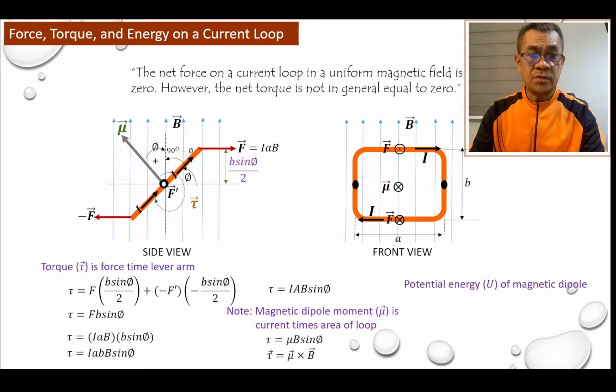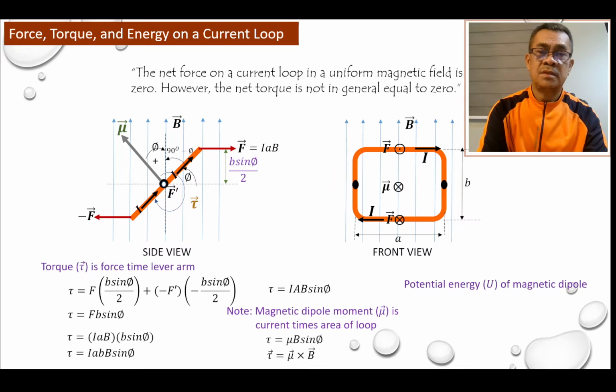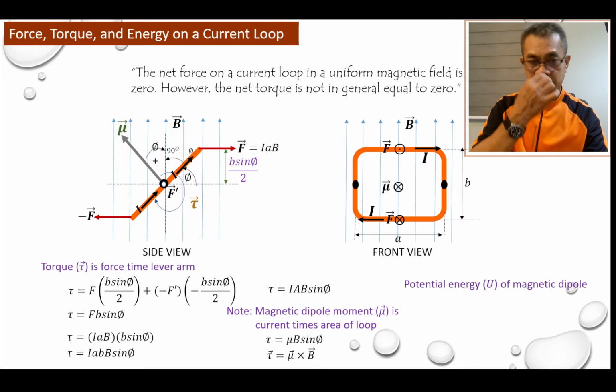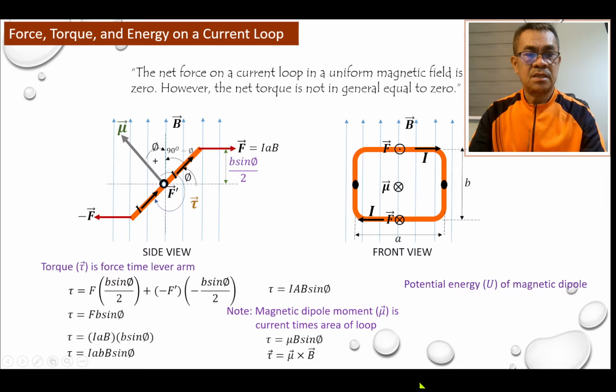Now, what about energy? Now, the energy of the system, the potential energy, let us assign that as U, for consistency with mechanics where we assign U. But this is magnetic potential energy. Okay, so this is now the potential energy of the magnetic dipole. Okay, this is a magnetic dipole moment.